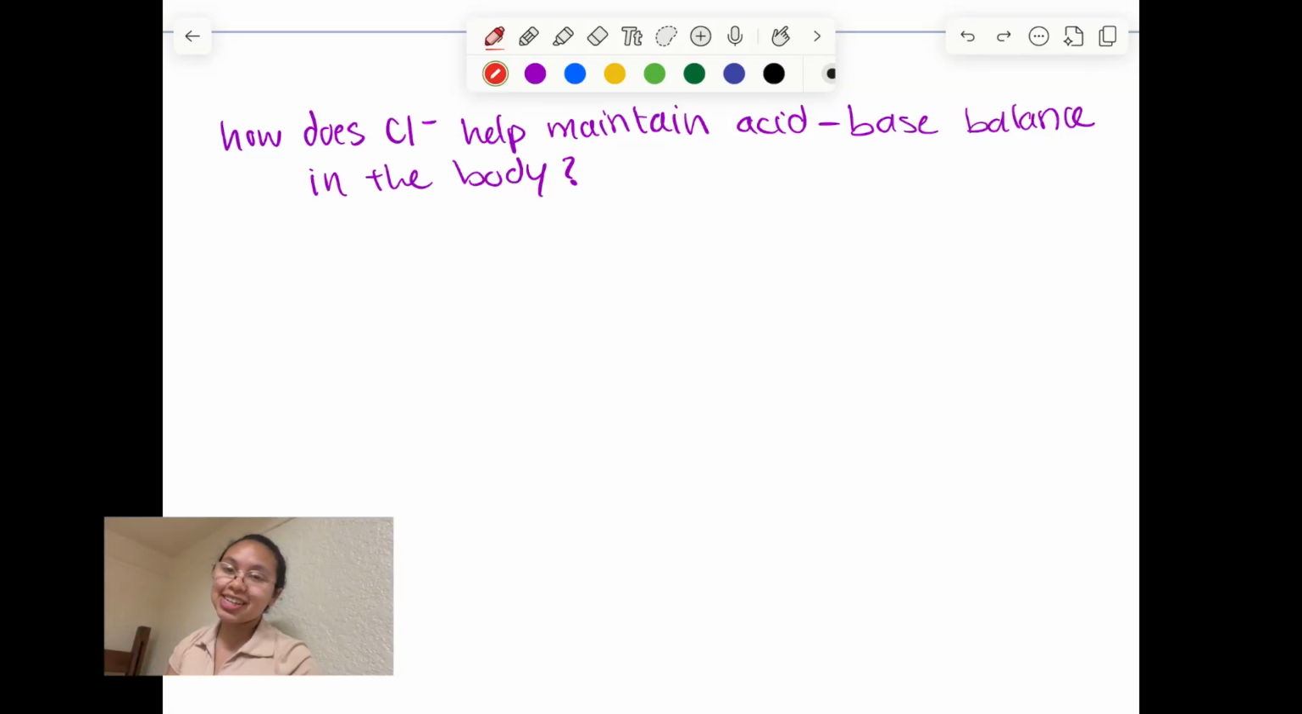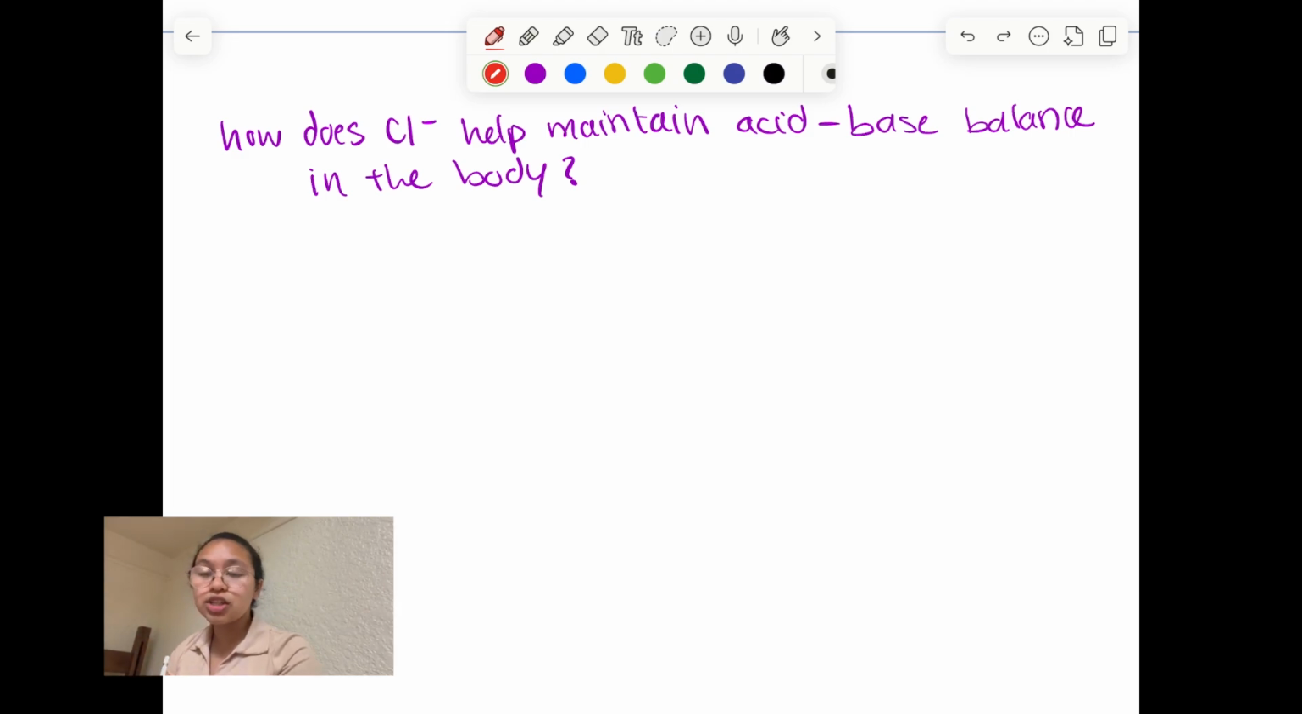Hi everyone, so today we're just going to address the question, how does chloride help maintain acid-base balance in the body? So just for today, make sure to draw along with me, make sure that later you can draw it yourself, explain it to somebody, and that's how you'll really remember this content.